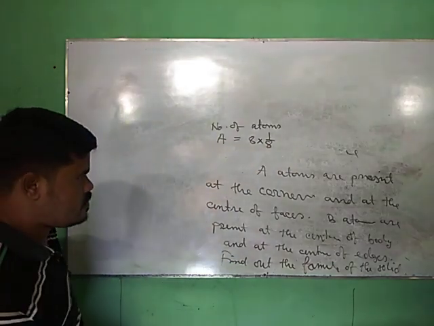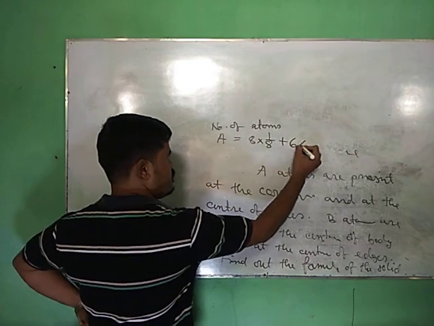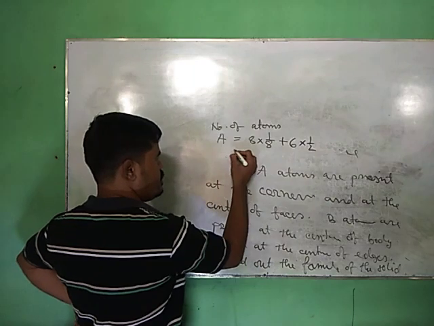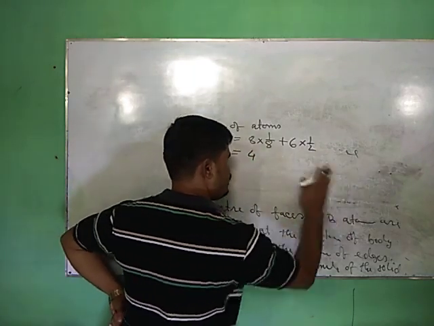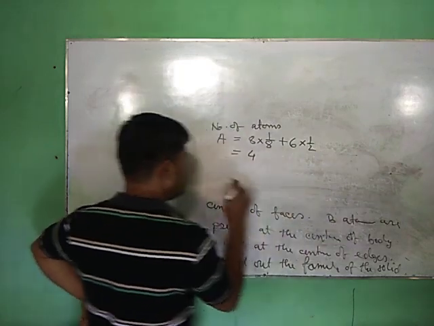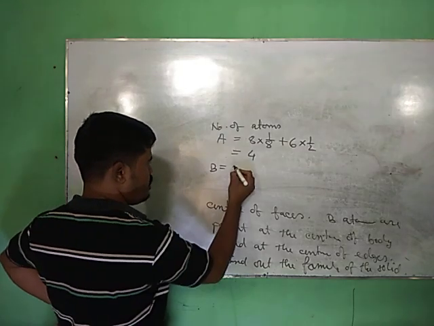Then at the center of face, the contribution is a half each. We calculate the A atoms. Then we calculate the number of B atoms, at the center of body.